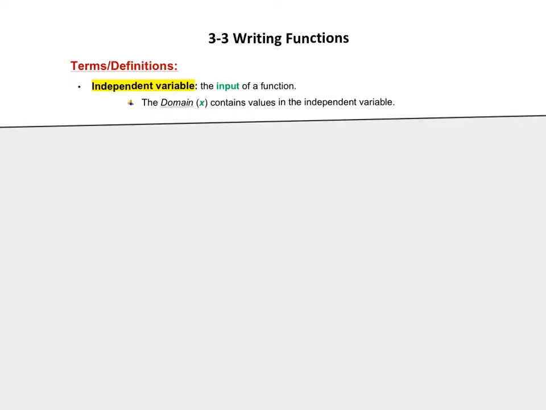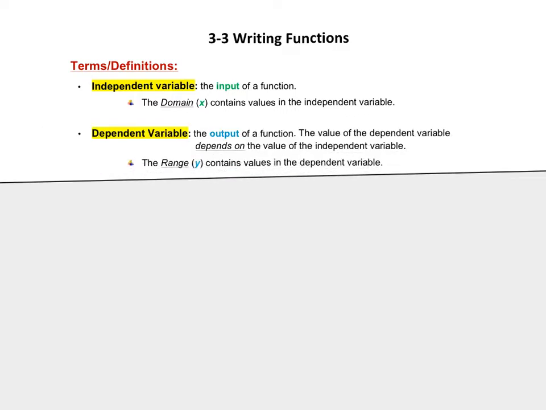An independent variable is the x value. We've talked about this already, and you guys also covered it in science. It is the domain. It contains the values in the independent variable, which are all your inputs, your x values. The dependent is the range. It's the output.